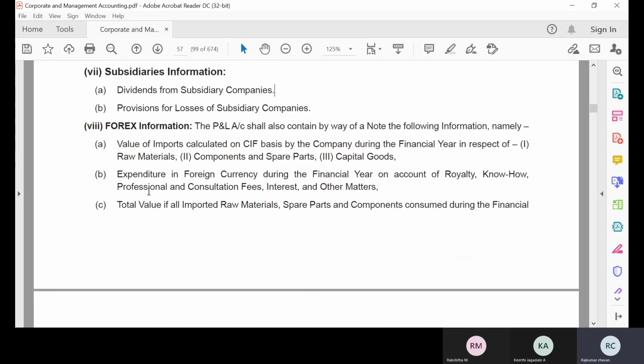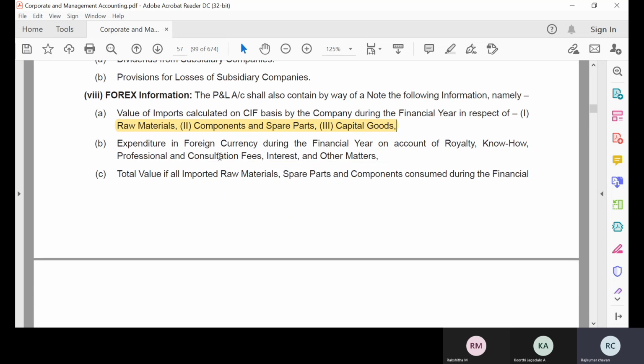Forex information. Some companies must be involved in foreign exchange transactions. That forex information also has to be recorded and shown. Let's say you have imported goods. You have to calculate the CIF value, basis by company during the financial year. CIF is cost, insurance and freight value, like on raw materials, components and spare parts, capital goods. All those things you need to record over here.